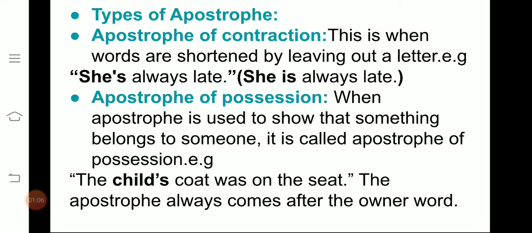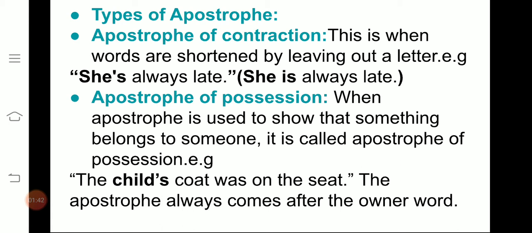For example, she's always late. As you can see in the bracket, it is the short form of "she is", which is highlighted. When we make the short forms of words and use this apostrophe, there is a letter which is missing. When some letter is missing, the apostrophe shows that the letter is missing there. For example, the I is missing, and it's the short form of the words "she is".